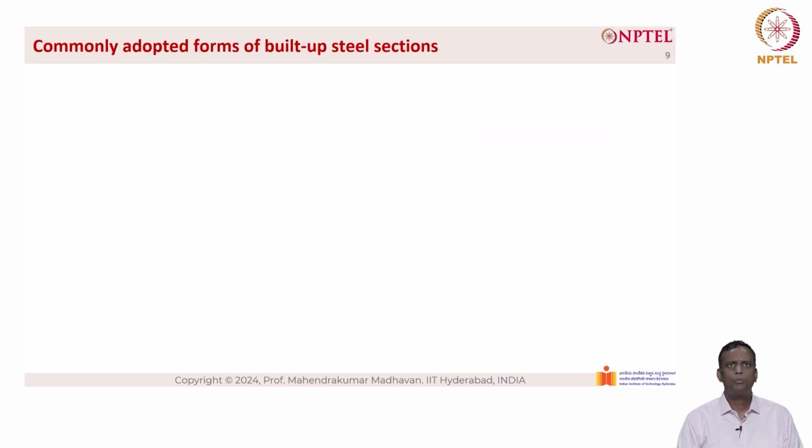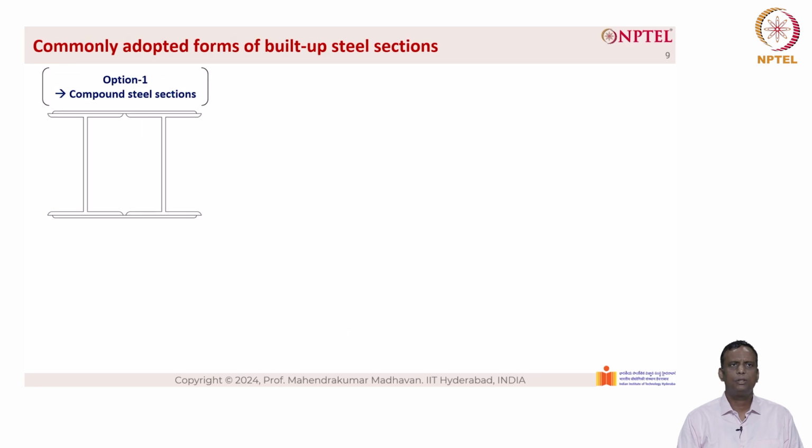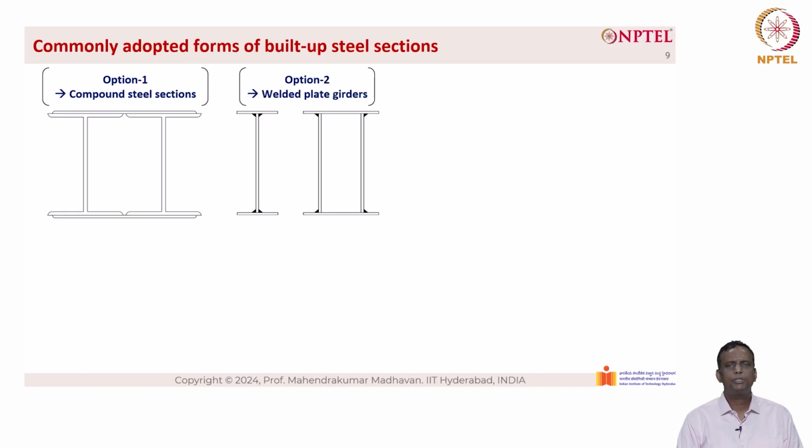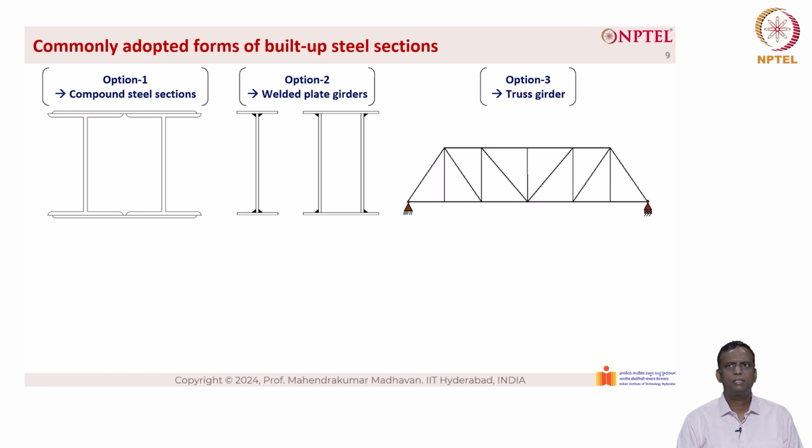So the commonly adopted forms of built-up steel sections can be, you can take two standardized hot rolled steel sections, which is option 1. They are called compounded steel sections. You can put a plate at the top and plate at the bottom, weld it together, or you can even bolt it together and form a compound steel section. Option number 2 is to take plates and then weld them together. There is a top plate which is a top flange and bottom plate which is a bottom flange, and weld it together with a thin web, and you call it a welded plate girder. Option 3 is to go for a truss girder, as you can see on the picture on the right hand side.